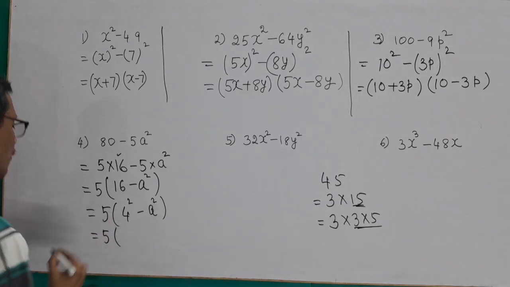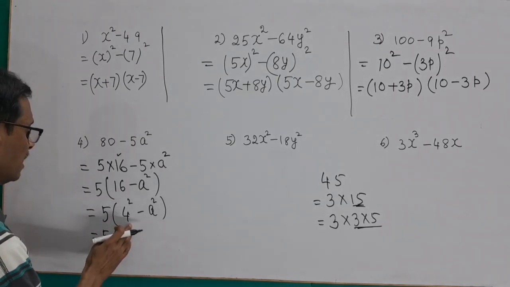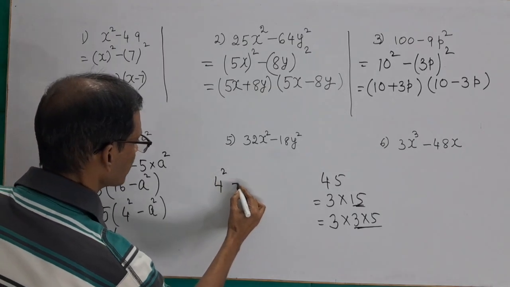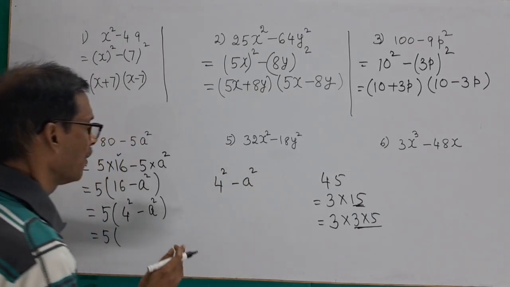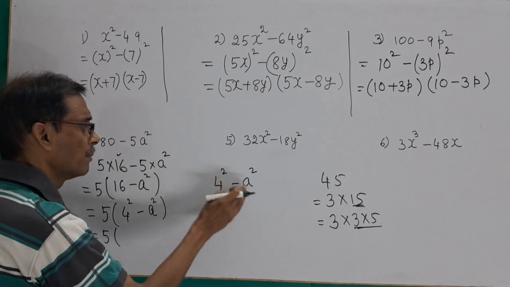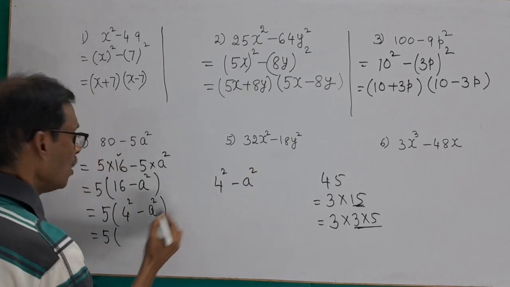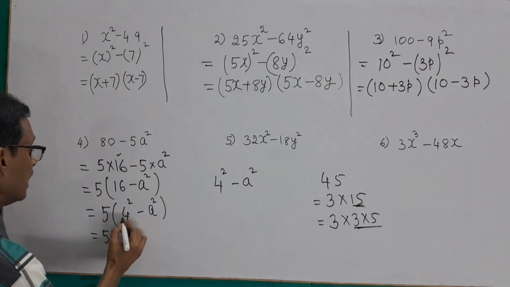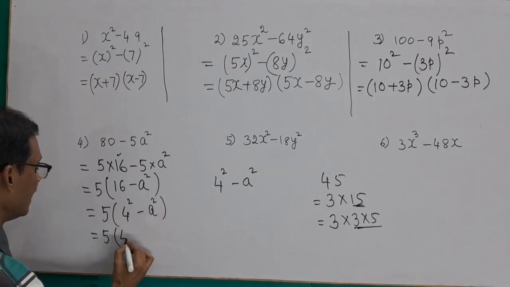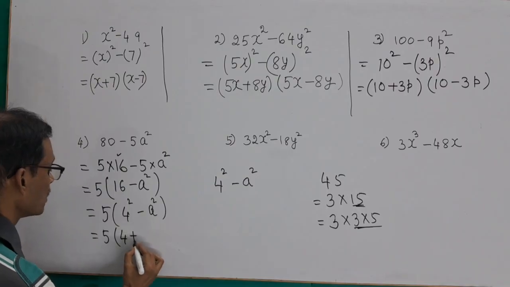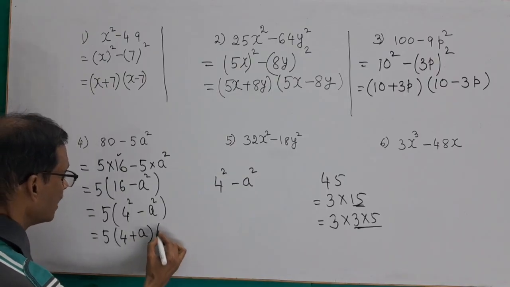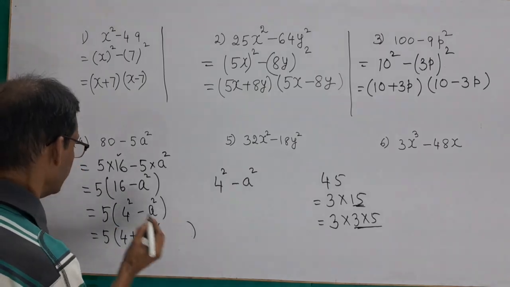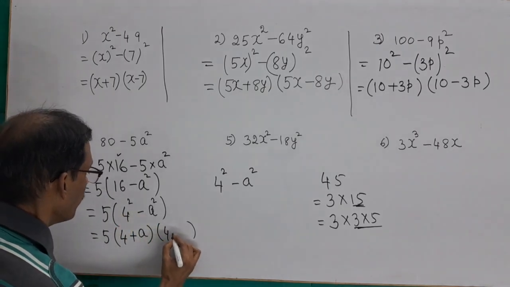So 5 is outside and we have 4a square minus a square. Have you forgotten something square minus something square equals something plus something into something minus something? That means a square minus b square equals a plus b, then again a bracket a minus b. This is one factor and this is another factor, 4 plus a and 4 minus a.